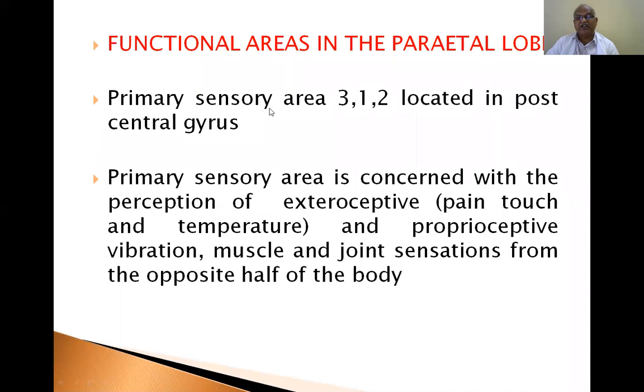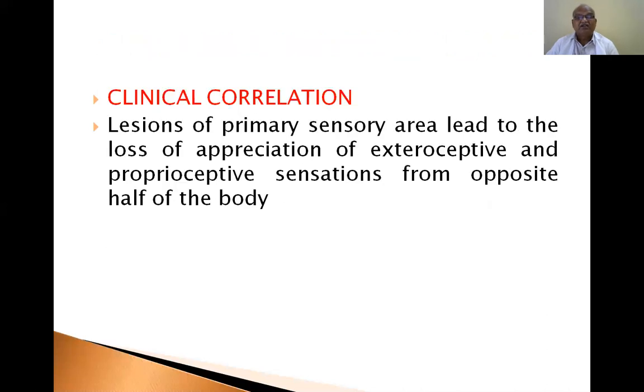Primary sensory area, behind the central sulcus, areas 3, 1, 2, located in the post-central gyrus. Primary sensory area is concerned with the perception of exteroceptive sensations, pain, touch and temperature, and proprioceptive sensations, vibration, muscle and joint sensations, from the opposite side of the body. Post-central gyrus, so behind the central sulcus is the sensory area. Sensory area is present in the parietal lobe. Motor area is present in the frontal lobe.